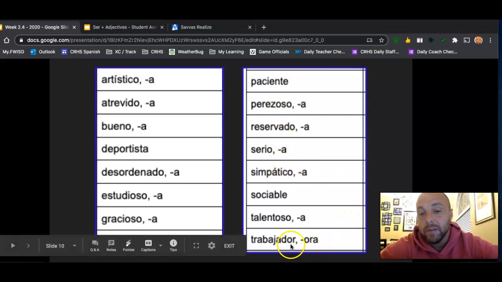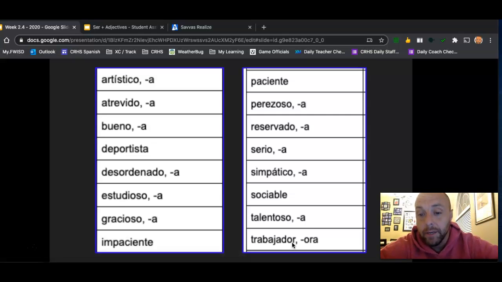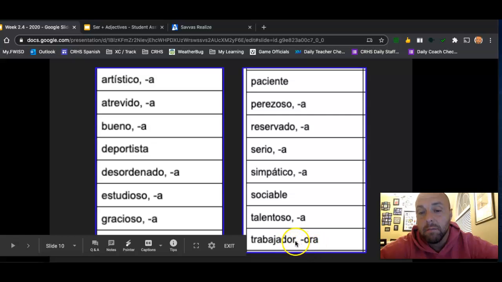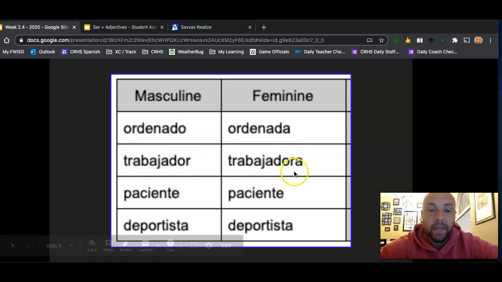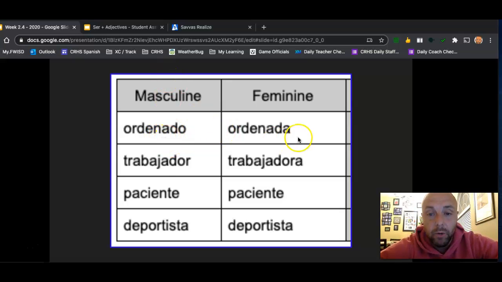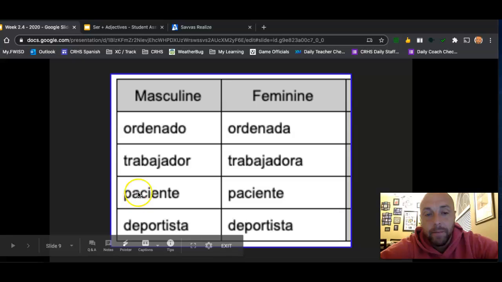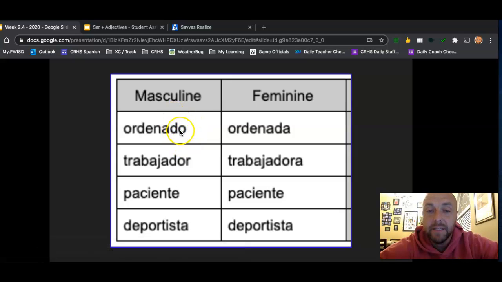And then this little dude down here, trabajador. Yo soy trabajador. I am hardworking. Mi esposa es trabajadora. She is hardworking. So it doesn't end in O, but we're going to add an A to change it. You can see that here. Also, this is on the bottom of your vocab list. Ordenado, ordenada. Trabajador, trabajadora. Paciente, paciente. Deportista, deportista. So the only one we have to worry about changing is if it ends in O, or trabajador in this case.